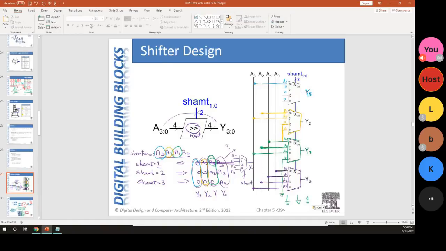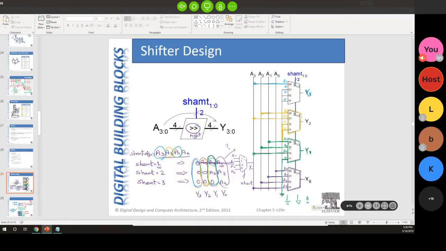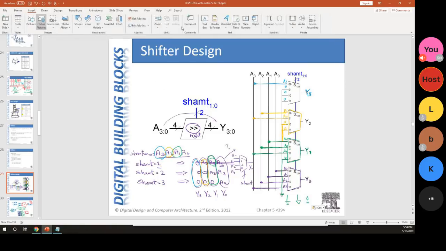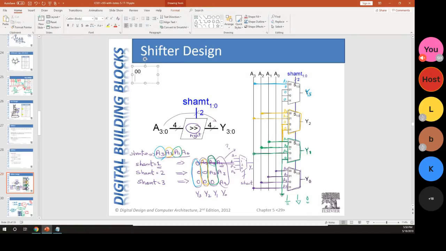And so you have multiple different types. You can have a shift by 0, a shift by 1, a shift by 2, or a shift by 3, based on the inputs from the shifter that are 0, 0, 0, 1, 1, 0, and 1, 1. But we'll get to that.